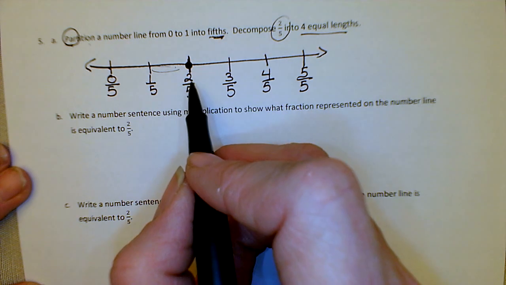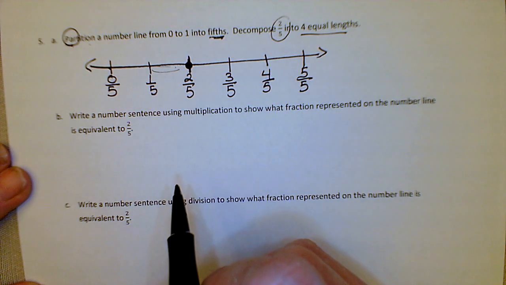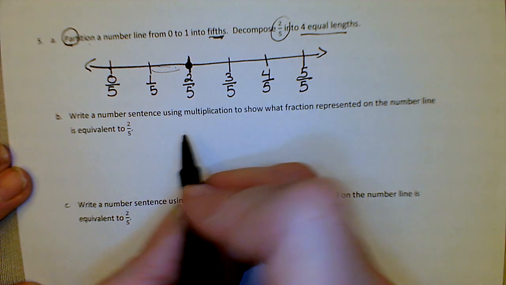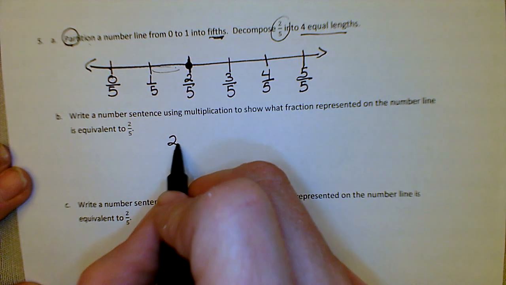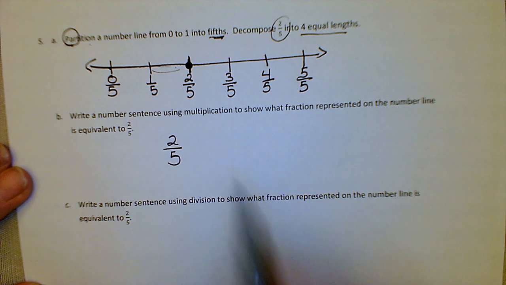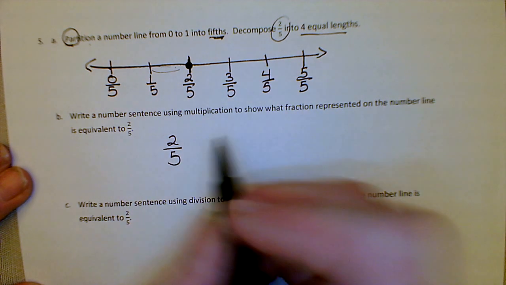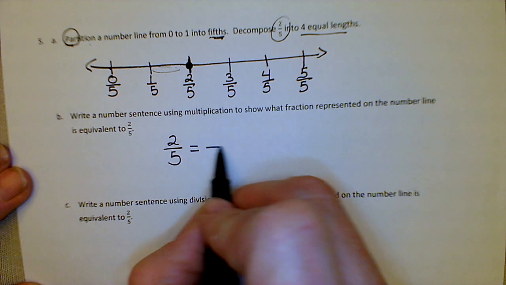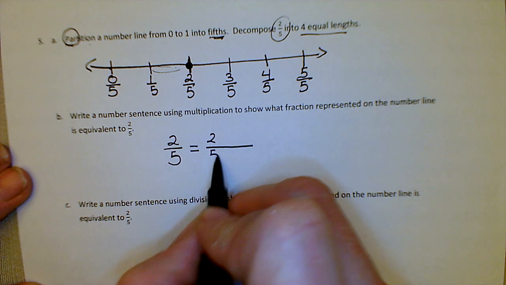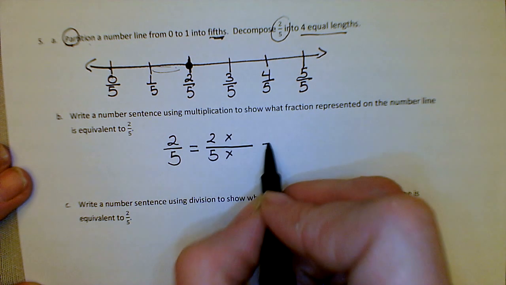All right, so I'm starting with 2 fifths, and I want to decompose that into 4 equal lengths. So I'm going to write 2 fifths, and remember when we're decomposing, we are actually multiplying. And I'm going to show what my original equation was and set up my multiplication.